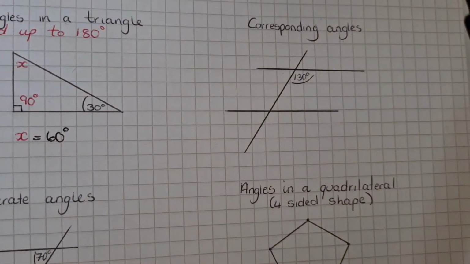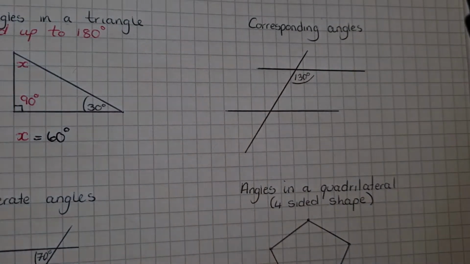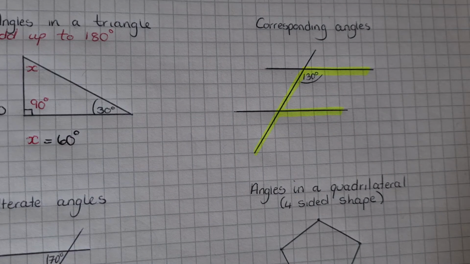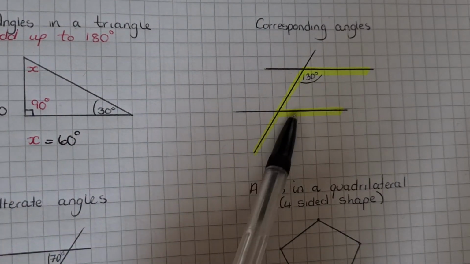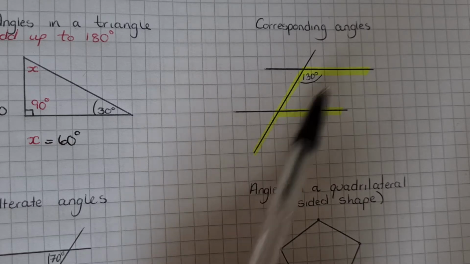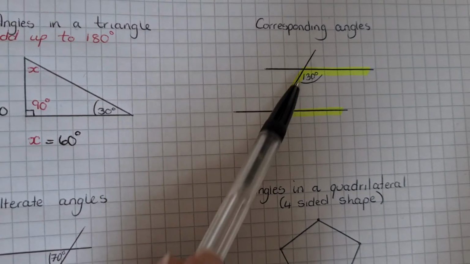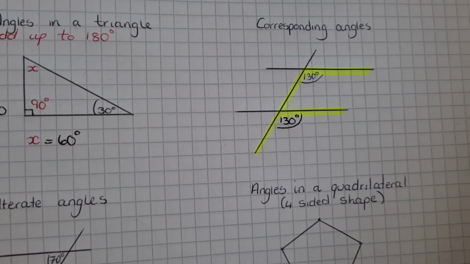Next is corresponding angles. Now corresponding angles look a bit like the letter F, and what's important about them is this angle and this angle are the same. So in the corners of your F, these angles are the same. So if this one is 130, then this one down here is also 130.